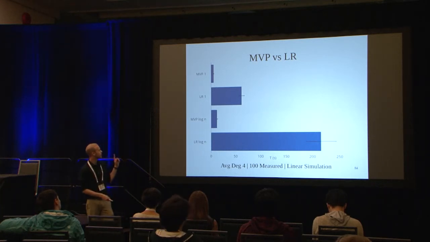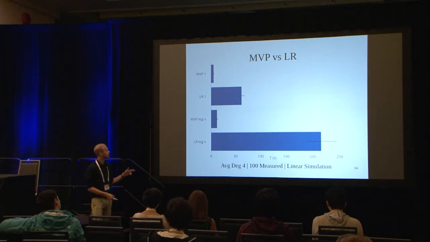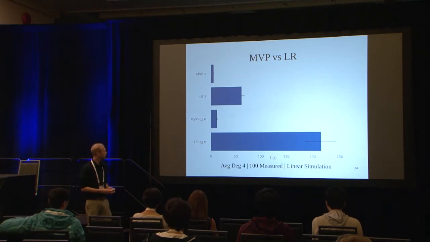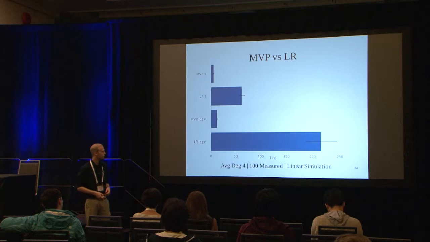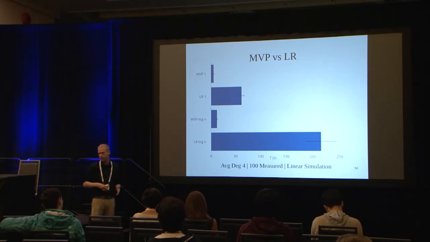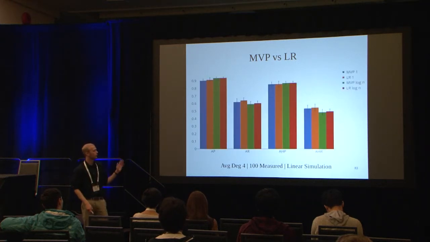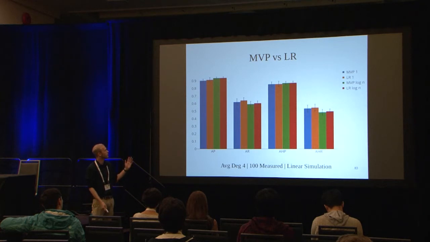comparing MVP1 to logistic regression 1, MVP1 takes about 5 seconds, whereas logistic regression takes over a minute. And MVP log n takes around 10 seconds, and logistic regression log n takes about 220 seconds. So we have anywhere from 10 to 20 times speed up by using this approximation. And there wasn't much of a hurt in terms of the statistics. We couldn't really see a significant difference between the two.